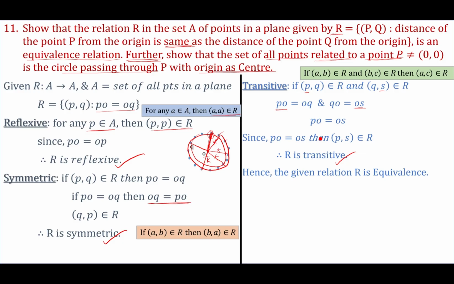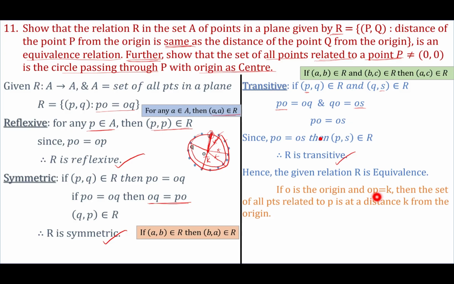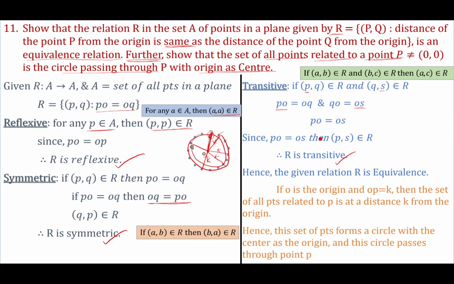That is what we have to prove. So if O is the origin and OP equals k, then the set of all points related to P is at a distance k from the origin. This is what we have done here. That means this makes a circle. Hence, this set of points forms a circle with the center as the origin O, and this circle passes through point P.